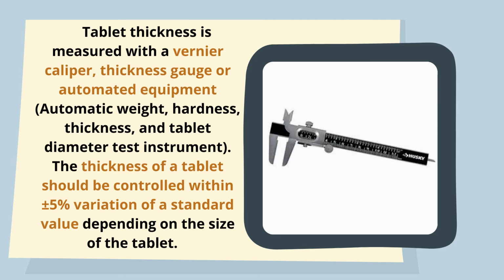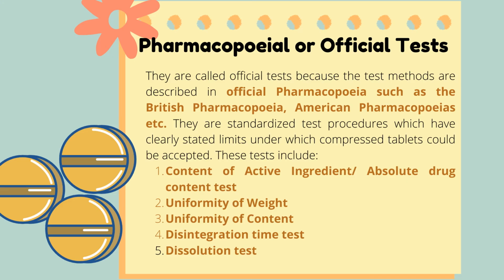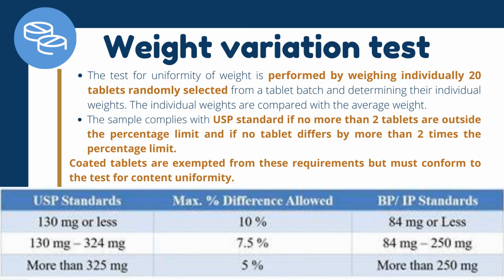Thickness can be measured using several pieces of equipment like vernier calipers, thickness gauges, and automated equipment. Tablet thickness is again very important because we want uniformity in all these parameters. Other important parameters in the case of tablets include content of active ingredient, uniformity of weight, uniformity of content, disintegration time and dissolution time. For the weight variation test, you need to check the standards established by the USP, BP and IP. Depending on the tablet weight range, you can see the difference which is allowed.